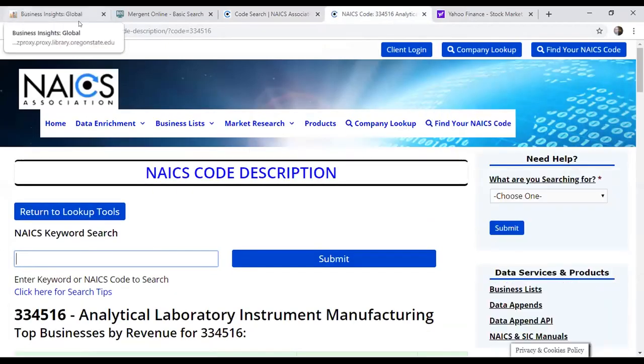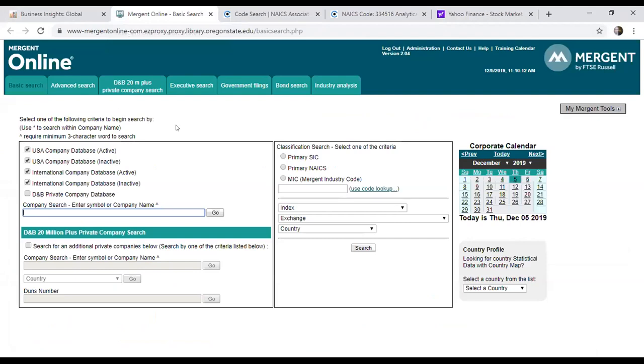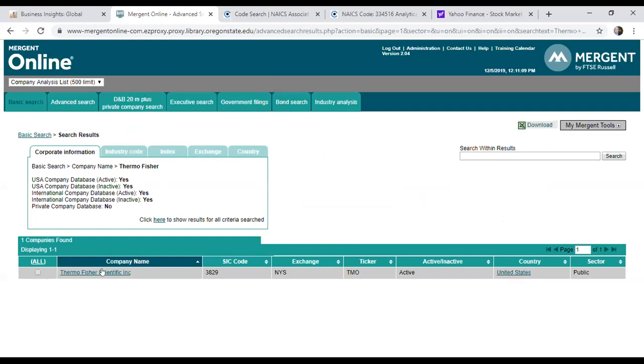And then to identify the rest of the market, I'll actually go from a company level as well. So one company that I know we're working with from the industry is going to be Thermo Fisher. And this is a database that Oregon State University has a subscription to. Depending on what research resources you have at your level, they're not all going to look the same, but a lot of them are going to have some of the same information. So I've got Thermo Fisher Scientific, sounds like the same company. I'm going to go that direction.